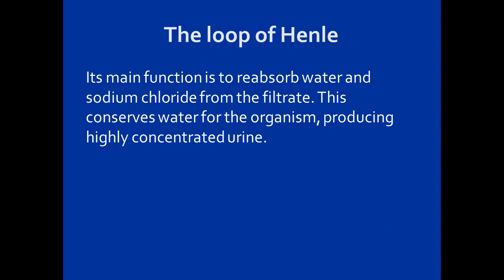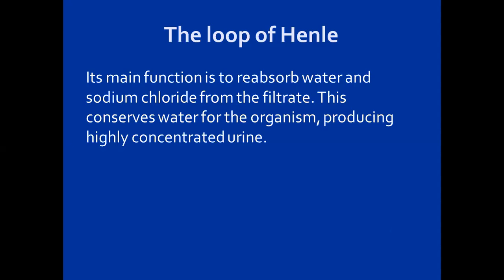Sodium chloride in the forms of sodium ions and chloride ions also pass out from the filtrate in the loop of Henle. And that's important because it helps to conserve water for the organism and it makes the urine more concentrated. So loop of Henle, reabsorb water from the filtrate, and sodium and chloride ions pass out of the filtrate and go into the fluid of the medulla.